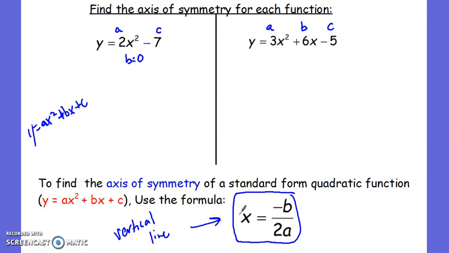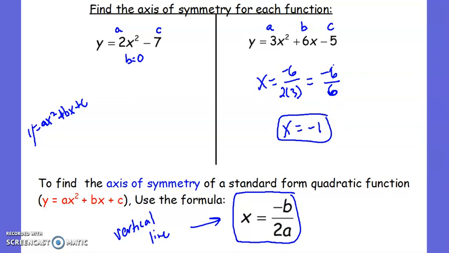Well, I can go up to my equation up here, my function, and I can say x equals negative 6, right, negative b, over 2 times a, which makes this negative 6 over 6, or essentially x equals negative 1. And I would know that this graph will be centered right around x equals negative 1.